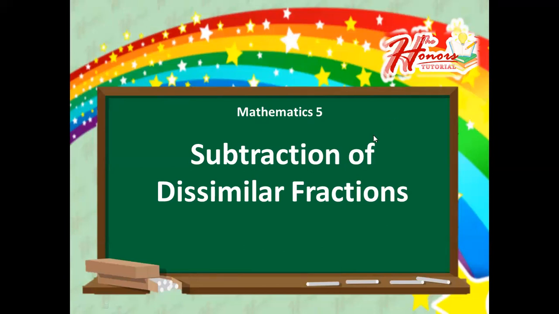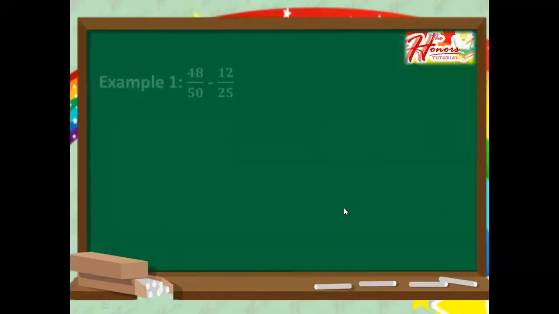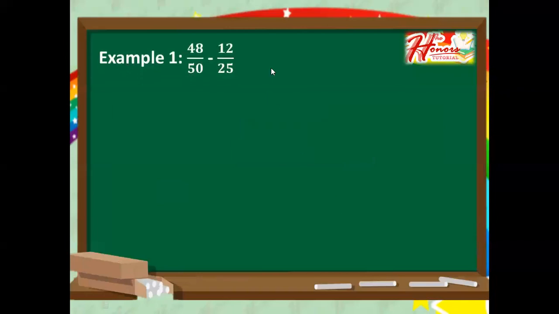Our topic for today is about subtraction of dissimilar fractions. This is under Mathematics 5. So let us have our example here. We have here 48 over 50 minus 12 over 25.